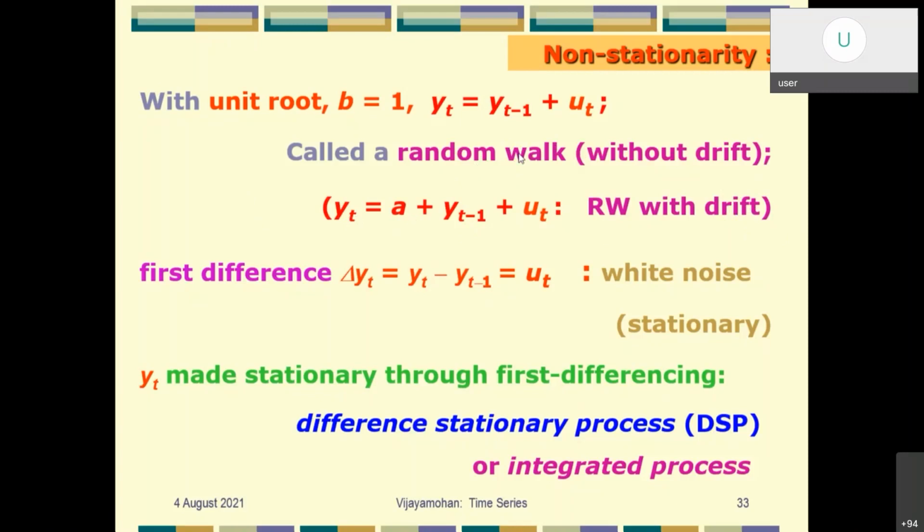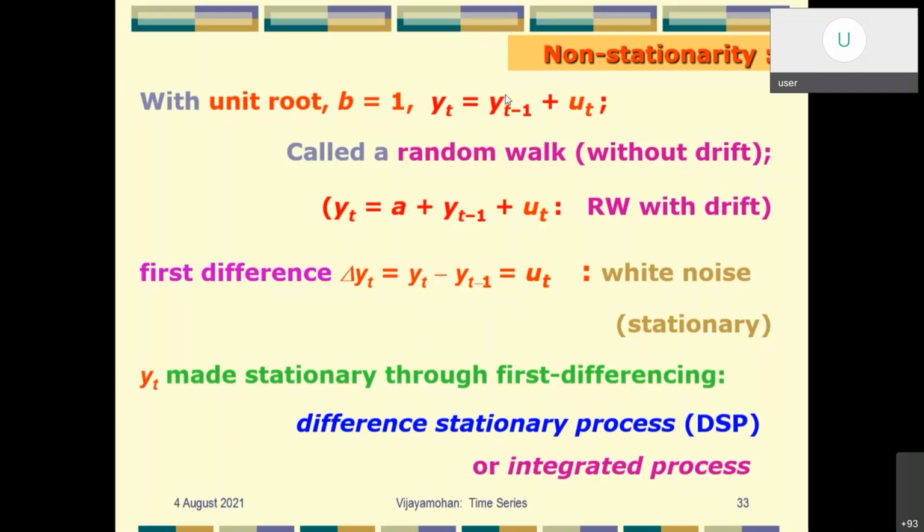Now, if we take the first difference of yt equals yt minus 1 plus ut, that is, take yt minus yt minus 1, then we will get delta yt equals ut. That is the white noise, which is a stationary process. So delta yt now becomes a stationary process. So by differencing a random walk, we get a stationary process.